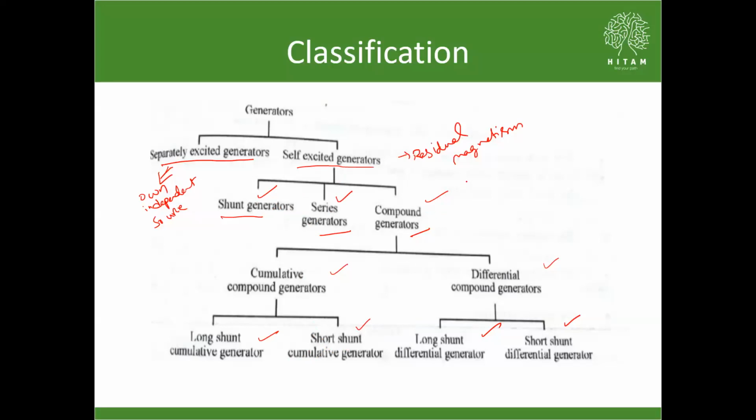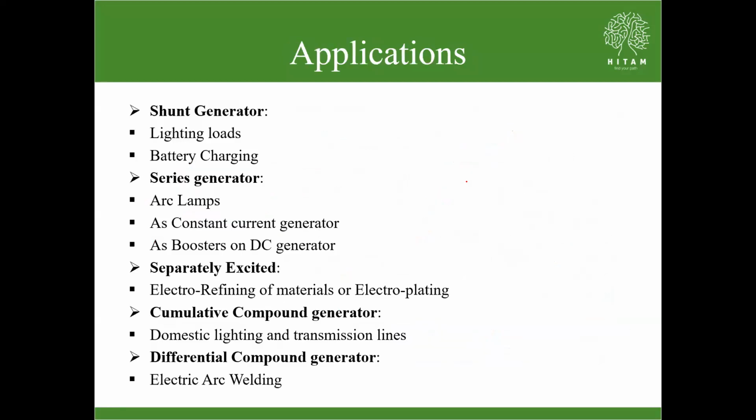So these are the different types of generators we are having in practical cases, and where we are going to use these generators in real time, that is, the application point of view. The shunt generator is majorly used for the lighting of loads and the charging of batteries, the inverters, right? And the arc lamps, the constant current generators, boosters: for all these we can go for the series generator.